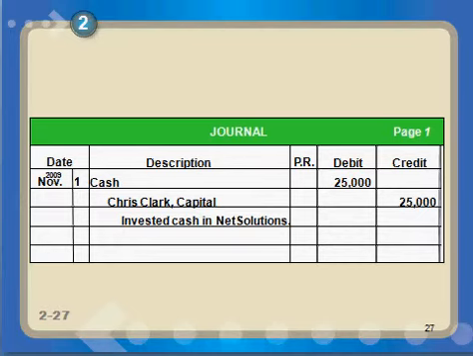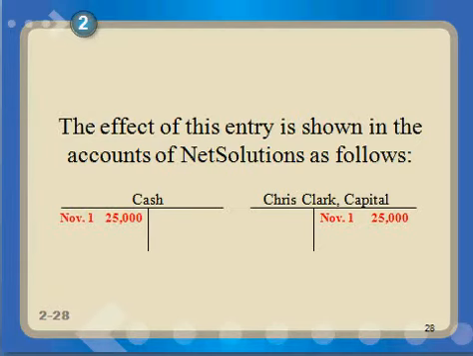If we were doing this in T accounts, it would look like this. We'd have a T account for cash and a T account for capital. We'd have November the 1st and $25,000 in the debit column for cash, and November the 1st and $25,000 in the credit column of Chris Clark Capital. Always got to keep our debits and credits equal.